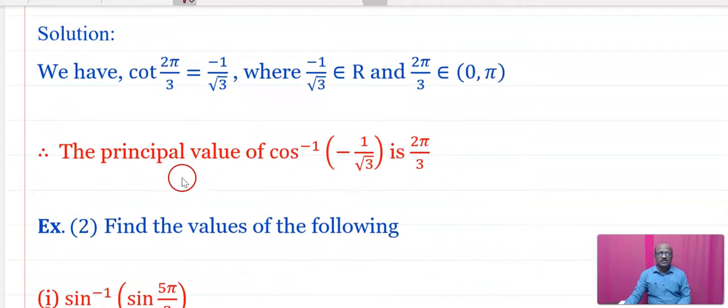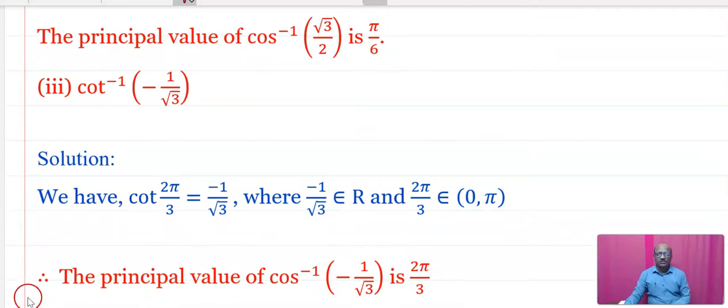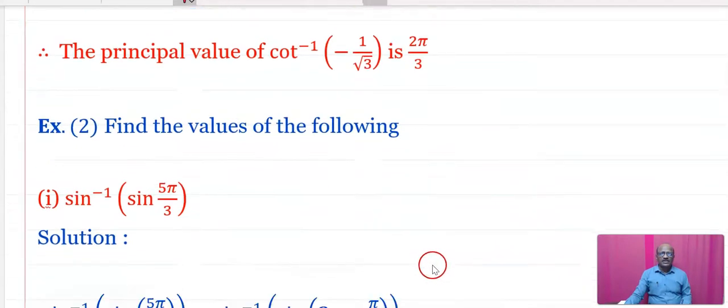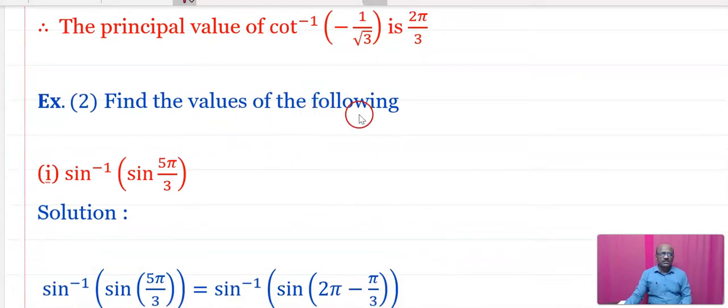And here is the principal value of cos inverse of minus 1 by root 3 is 2 pi by 3. Next, find the values of the following.